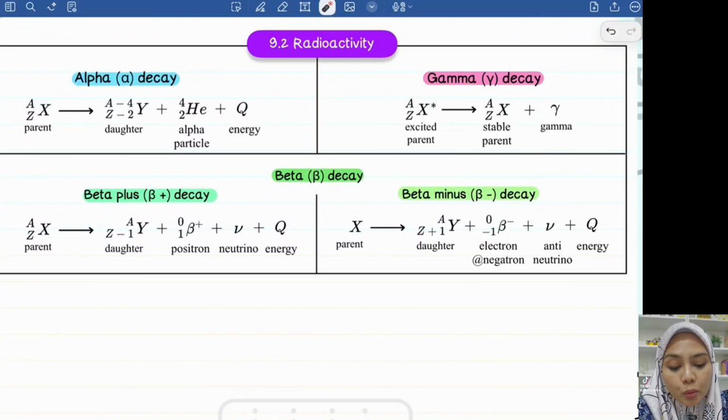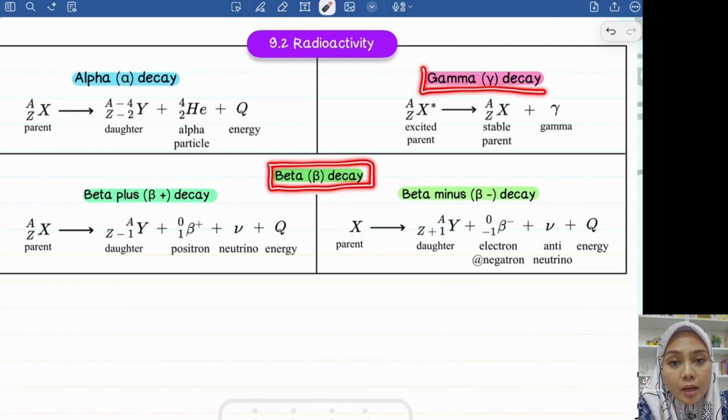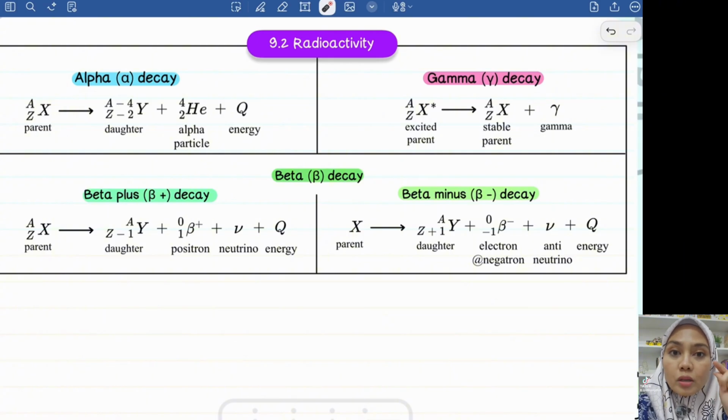Hello everyone, let's continue with radioactivity. So we have three radioactivities. The first one is alpha decay, next is beta decay, and the third one is gamma decay. I'm not here to read to you the reaction equation. I'm just going straight away to show you the difference between alpha, beta, and gamma reaction.